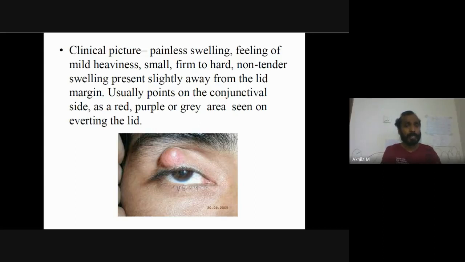When we avert the lid, we can see some red, purple or gray points on the palpebral region. There won't be any pus point near the lid margin; the swelling will be away from the lid margin. That is the feature. We can see a painless swelling with some heaviness. This is the feature of chalazion, or meibomian cyst, or tarsal cyst.